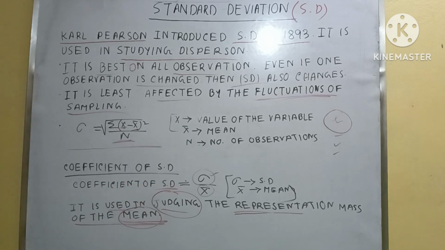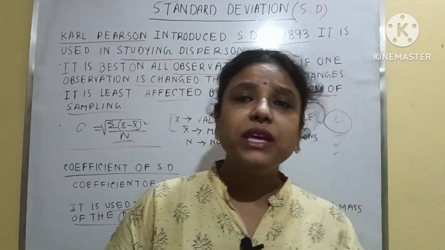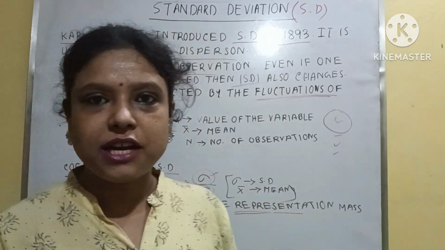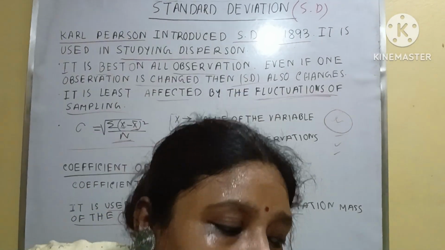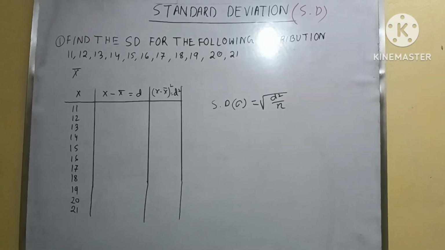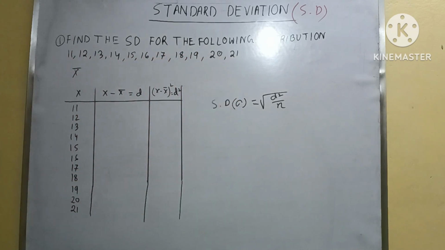So this is a very brief explanation of standard deviation, and now we will try to calculate a problem where we have to find the standard deviation. First I will write it and then I will explain. Here is one problem: find the SD for the following distribution. Sorry for the disturbance. These are the observations: 11, 12, 13, 14, 15, 16, 17, 18, 19, 20, 21.